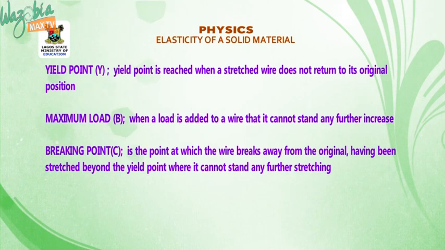Then we have what we call the breaking point. C is the point at which the wire breaks, having been stretched beyond the yield point, where it cannot stand any further stretching. So where we have C, that is the breaking point.